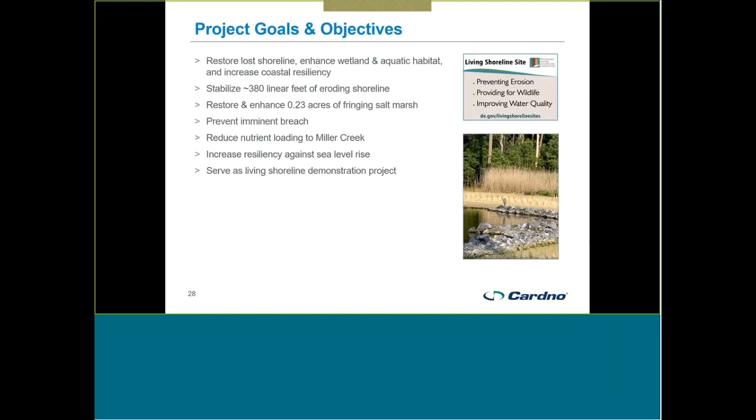We worked with the various stakeholders and the landowner and came up with a list of project goals and objectives that really focused on restoring the lost shoreline, enhancing the wetland and aquatic habitat, and increasing resiliency of this particular shoreline. It turned out that this was done through stabilizing just a little bit less than 400 linear feet. In the process, we created about a quarter acre of fringing salt marsh. Some of that was reclaiming and restoring marsh that had been completely lost. The overriding objective was to prevent this imminent breach and the continued erosion of this earthen berm separating the creek and the freshwater impoundment. And along the way, we reduced the nutrient loading by keeping soil on the bank rather than in the estuary.